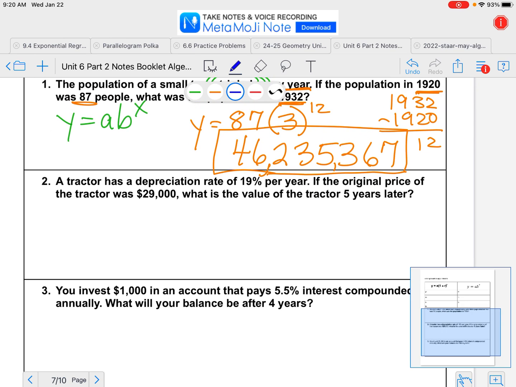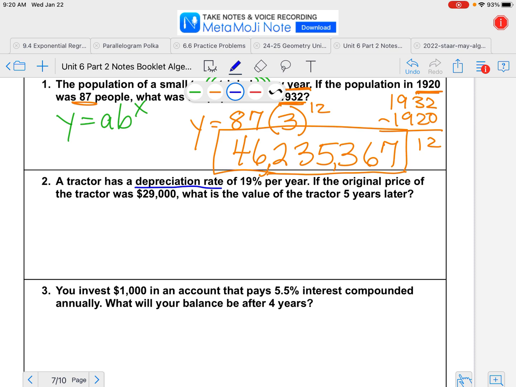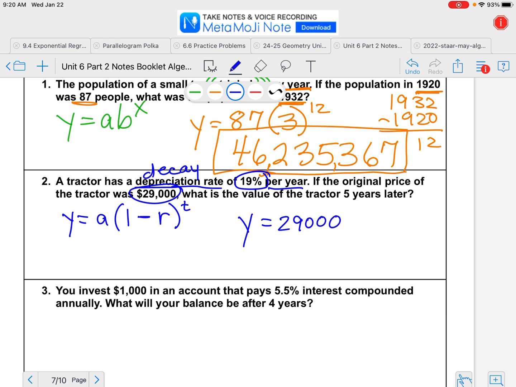A tractor has a depreciation rate. That means it loses value. So this is decay. The one above was growth. This one's decay. Now it's a percentage rate, so we're going to use this equation. 1, since it's decay, we're going to do minus r to the t. What's your original value of your tractor? 29,000. 1 minus. Now you have to take this percent and convert it to a decimal. So we go 19 divided by 100 and we convert it to 0.19. It depreciates per year for 5 years. So your exponent is 5.